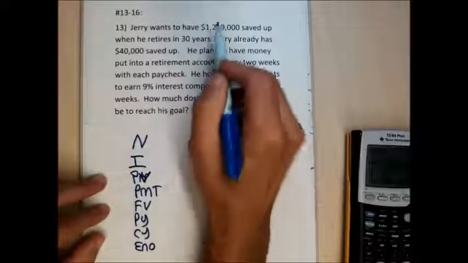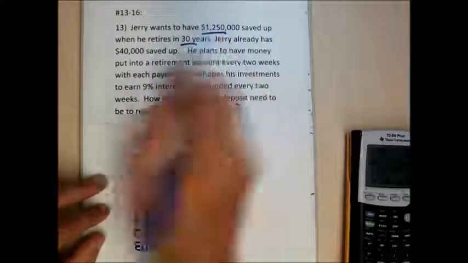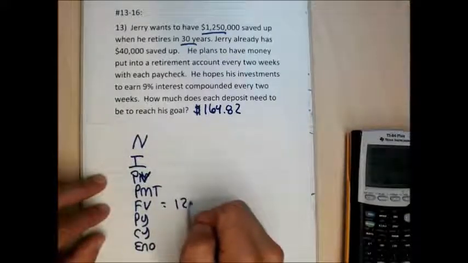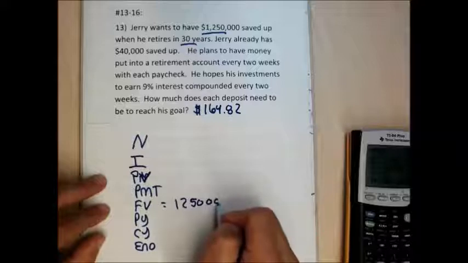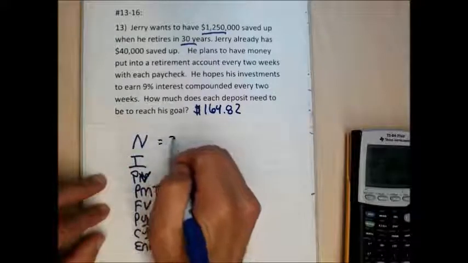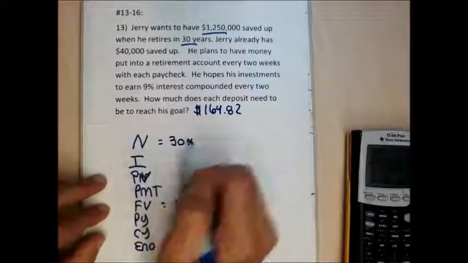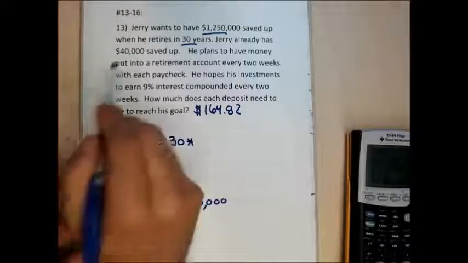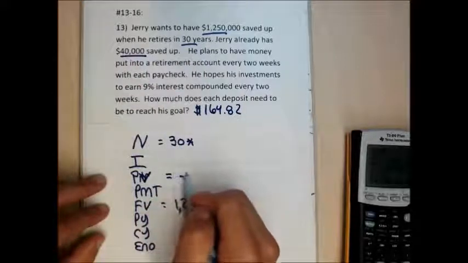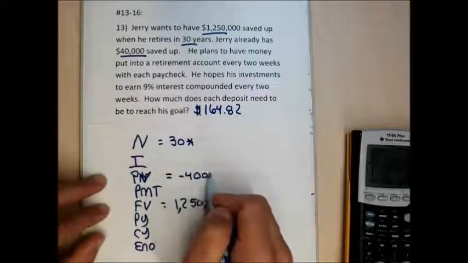So Jerry wants to have $1,250,000 saved up in 30 years. That's part of the N and the future value. The future value is going to be $1,250,000. Part of the N is going to be 30. I'm going to need to multiply by something. Jerry already has $40,000 saved up. That's a PV, and because he's still saving up money, that goes in as a negative.